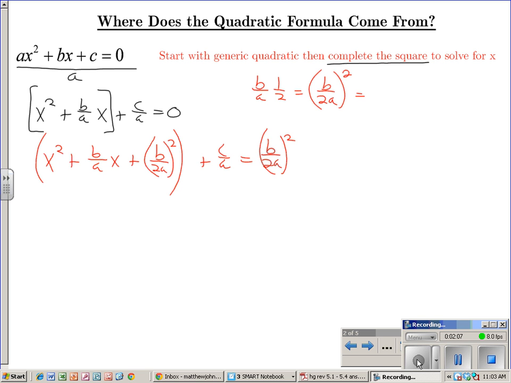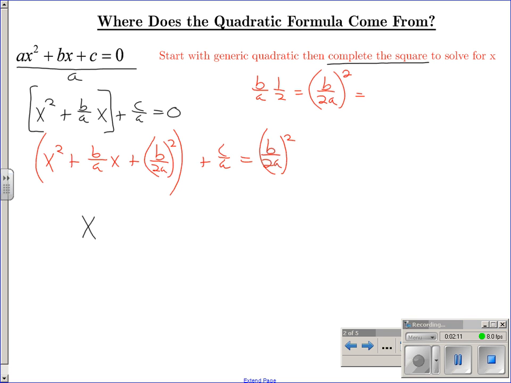this new trinomial here, this factors, it's going to be x plus, it's always that number that we squared. So x plus b over 2a, quantity squared. We have plus c over a equals. And now I'm going to do the square here. This is b squared over 4a squared. Squaring the numerator and denominator, squaring both of the factors of 2a.